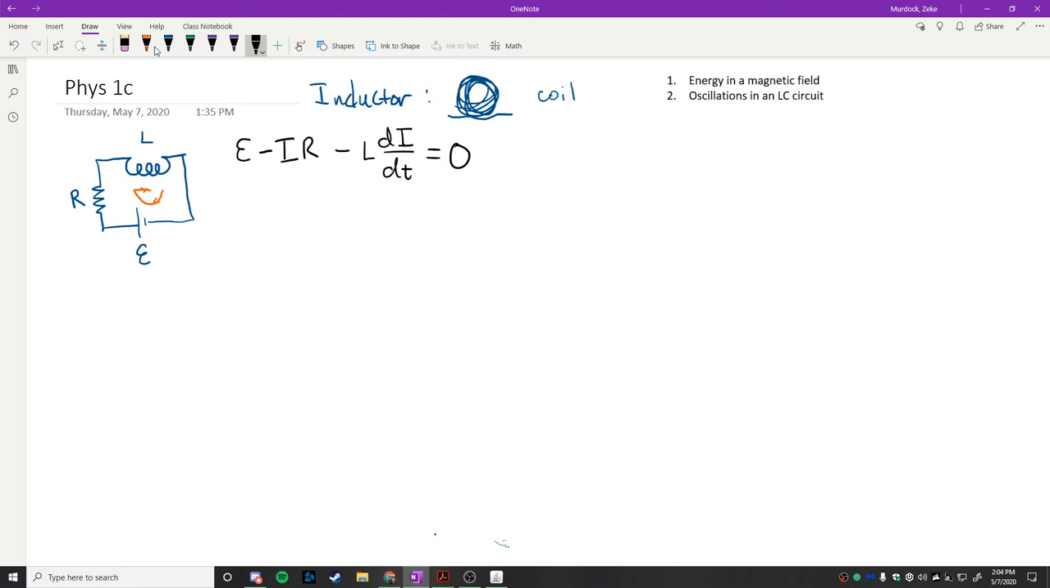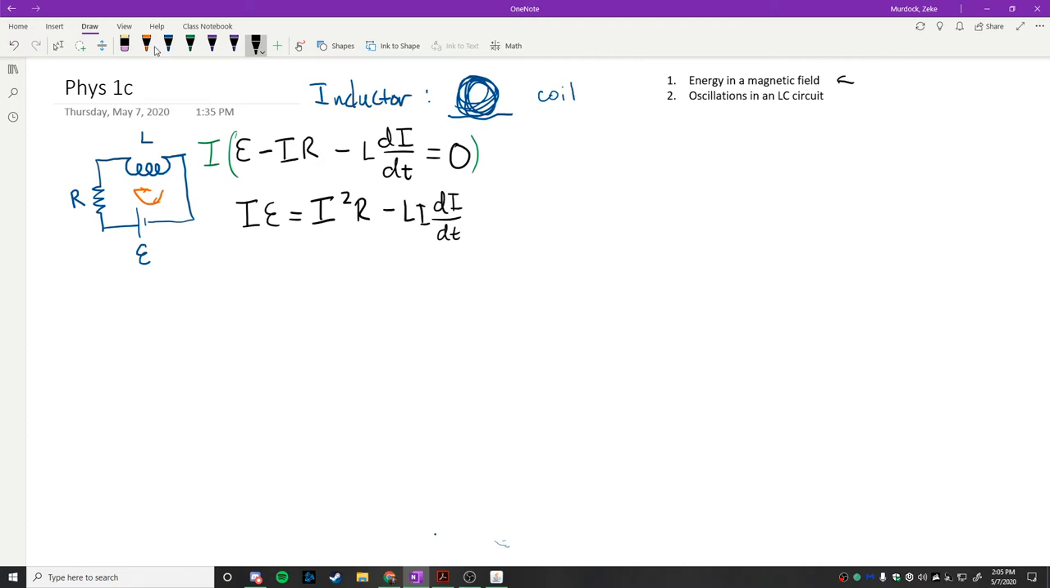What we're going to do today, though, is talk about energy and how you can store energy inside one of these inductors. So the next thing we want to do is to multiply both sides of this equation by I, the current. And we're going to get IE and then I squared R, and then this term will be basically L I dI/dt. All that's equal to zero.